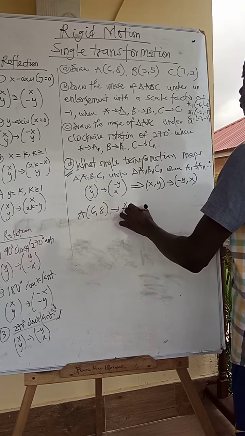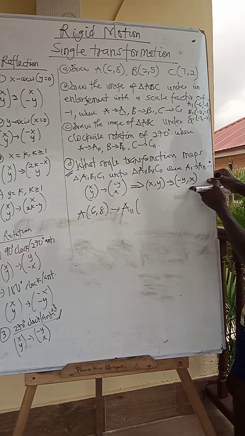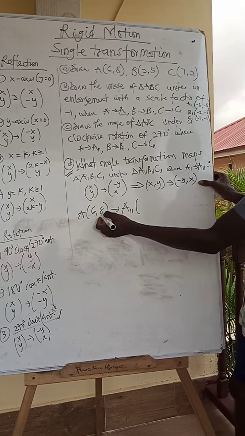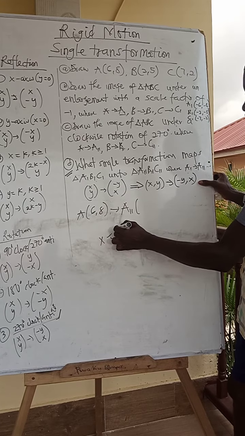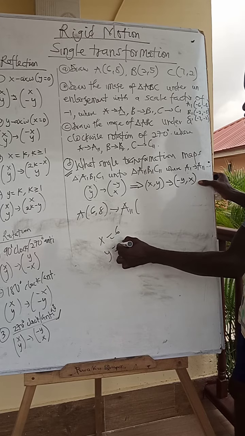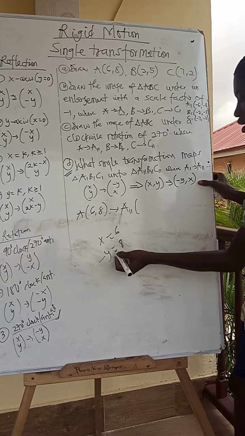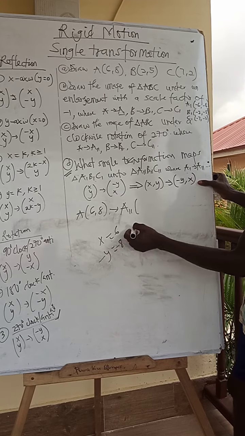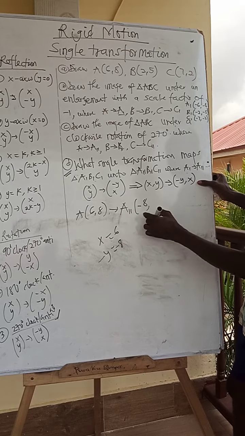So the image of A2 here, can you see A2 here? It's (negative y, x). So negative y, this is y. Here we can say that our x is 6 and our y is what? 8. So they are saying negative what? Y. So you negate y, so it's negative 8, comma, and we are maintaining our x with the 6.